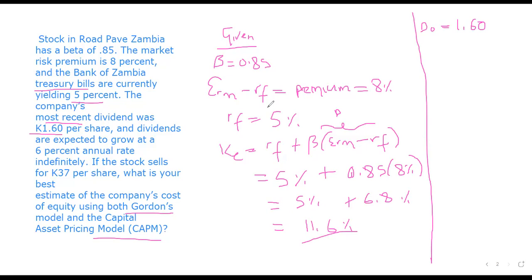Okay. Then our growth rate is what? 6%. And what else are we given? Our P0. What is our P0? 37 per share. Okay. What else are we given?